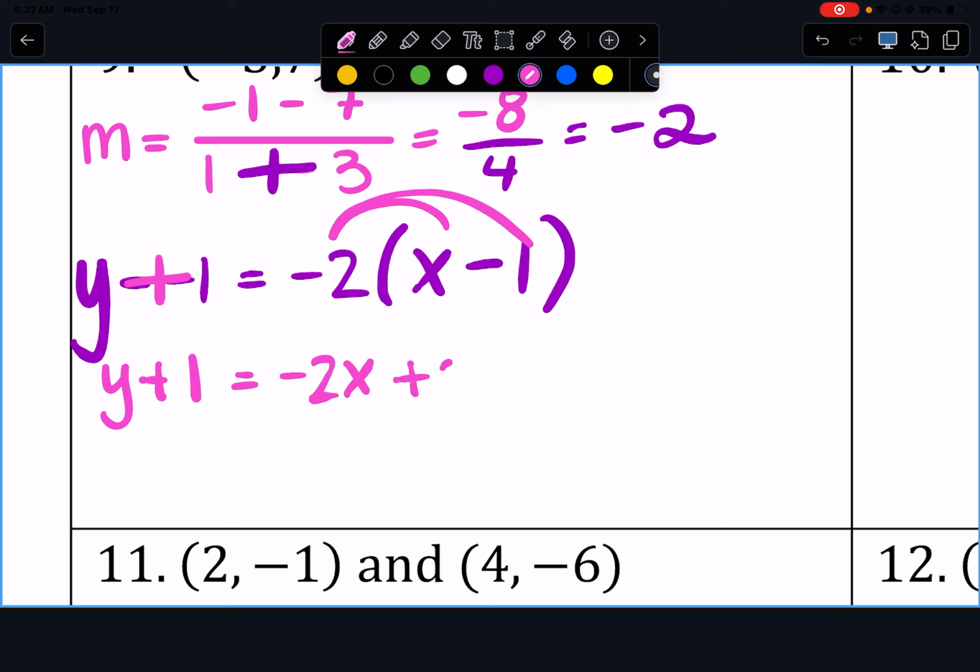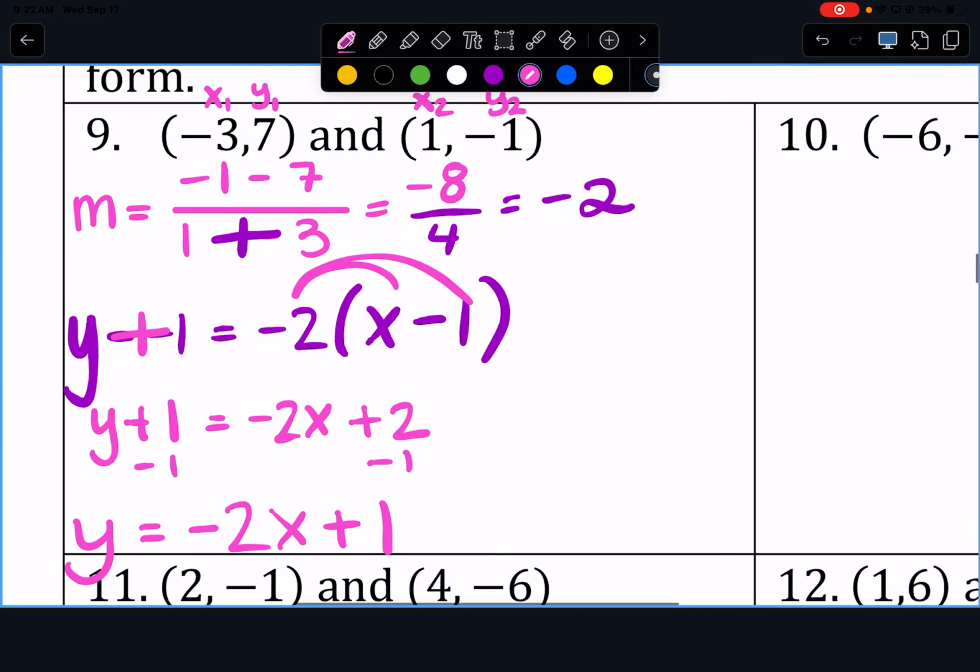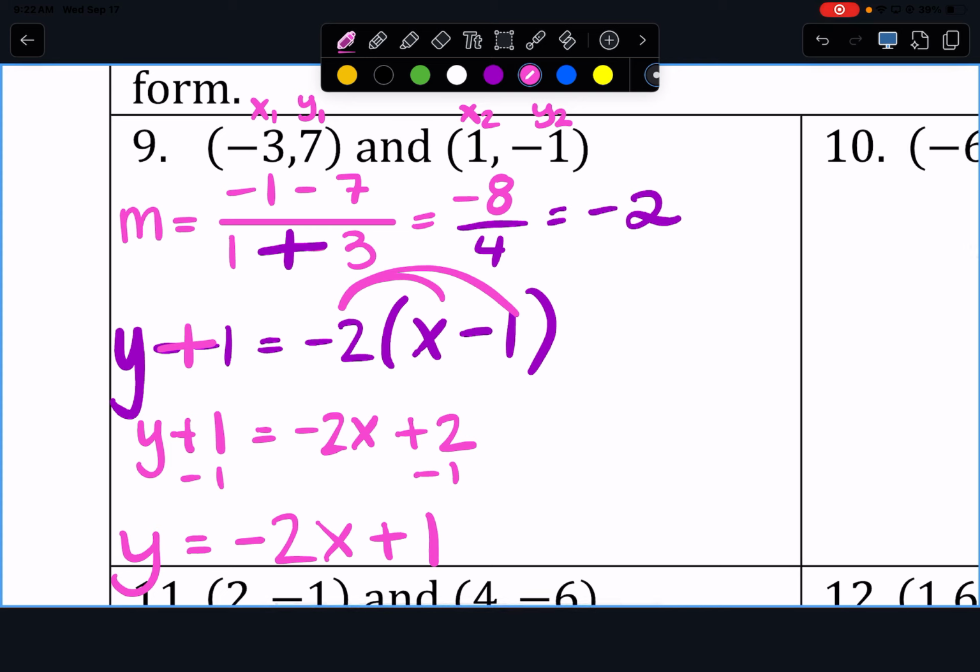Plus 2. And then how do I solve that? So we get Y equals negative 2X plus 1.